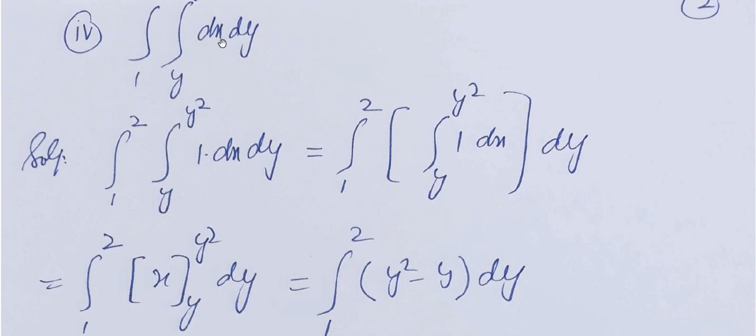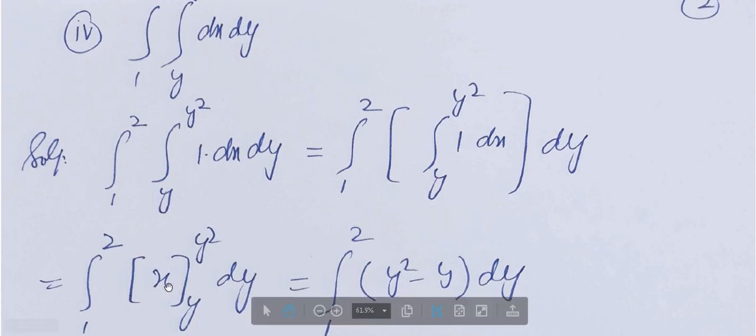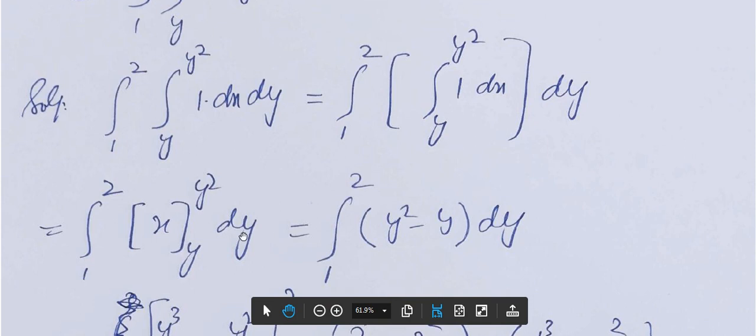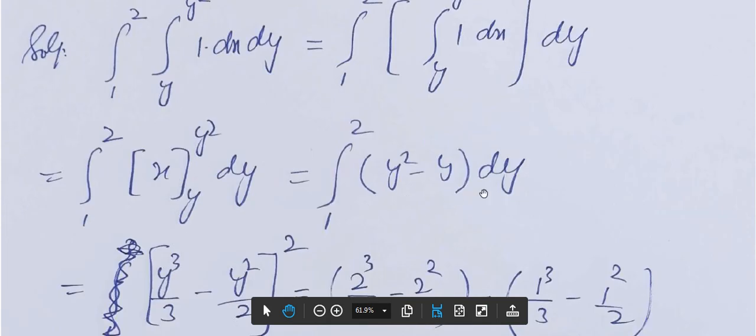So because 1 multiplied with anything will not change, that is why I have written here 1. Maybe some students are wondering where I got the 1 from. So the integration of 1 is x, and the limit is from y to y square. Then you put the upper value, so this is y square minus the lower value y, and now you can integrate with respect to y.